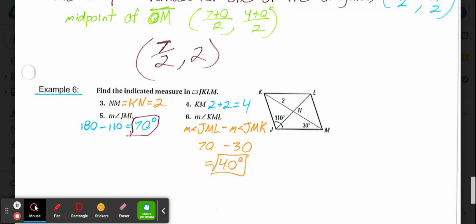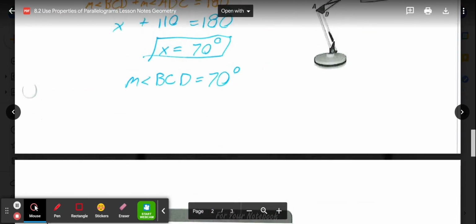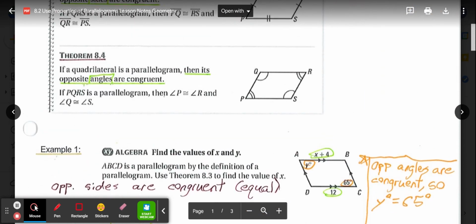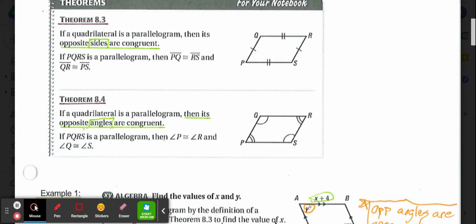So today's lesson really can be summarized in our different theorems, 8.6, then going back to 8.5, and 8.4 and 8.3. Those 4 theorems allow us to find a bunch of different measurements related to parallelograms.